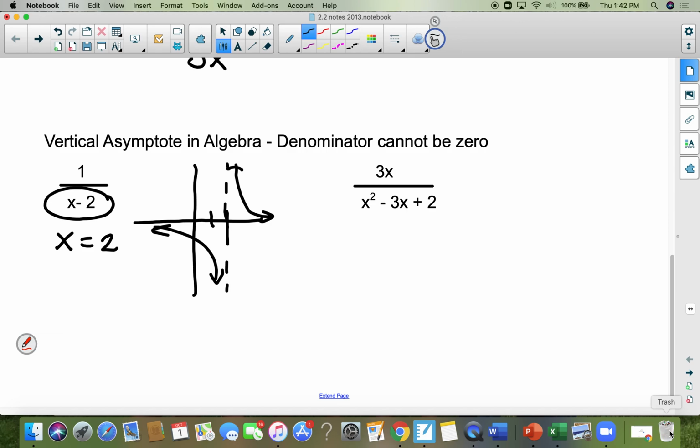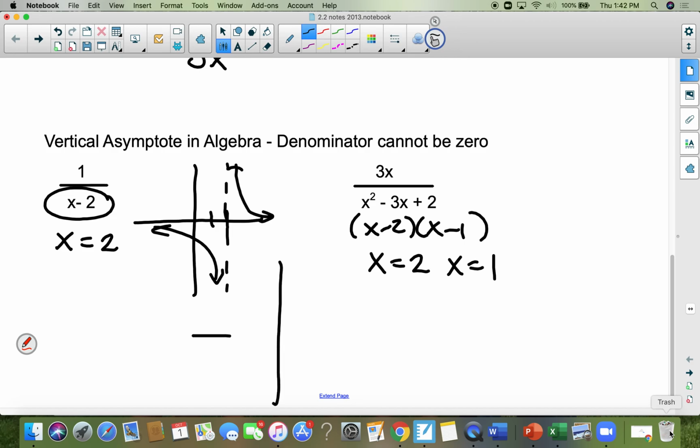See that? There's a vertical asymptote at 2. There are 2 vertical asymptotes on this one. There's one at x equals 2 and the other one at x equals 1. So if you have the time, graph these to show. The graphing calculator does not put a dotted line in there. Your graphing calculator just does this.